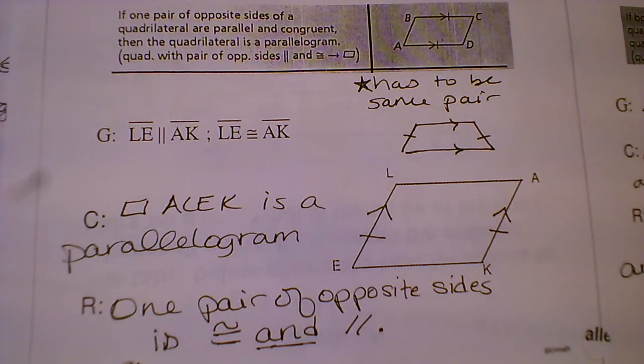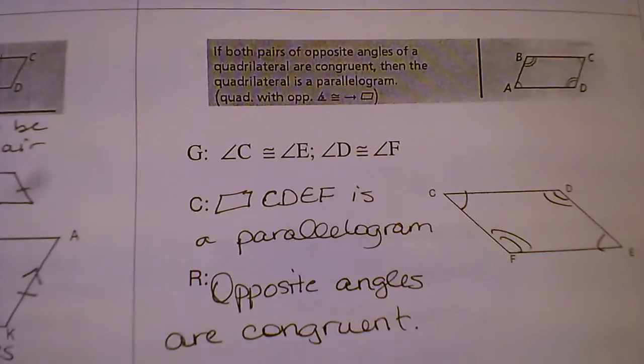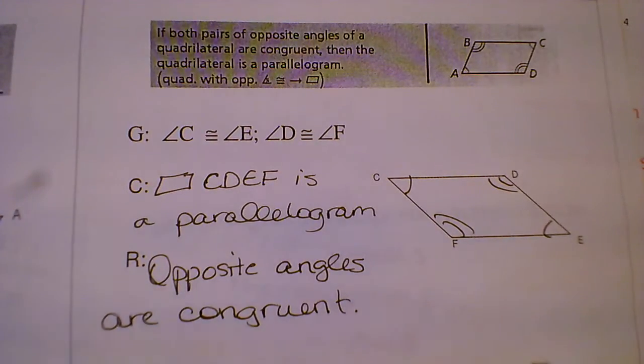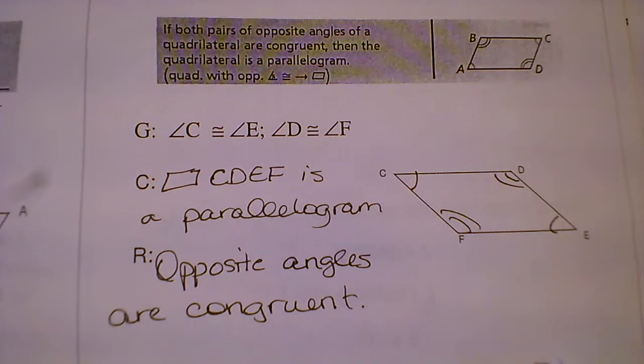The next property is where opposite angles are congruent. So if we know that information, we know it's a parallelogram.